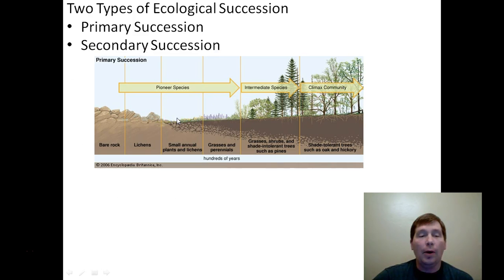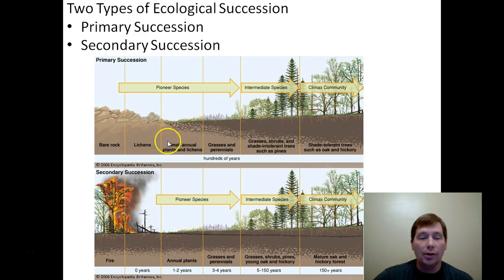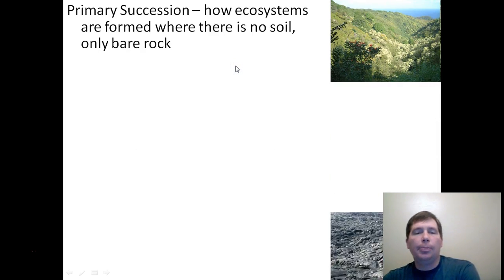The second way is called secondary succession. Now, secondary succession happens when some disturbance like a fire comes and kills all the living things. Secondary succession shows how a biome or an ecosystem recovers after some big disturbance came and wiped out everything that was there. So the main types of ecological succession are primary succession and secondary succession, and we're going to talk about these in more detail. So let's start with primary succession first.